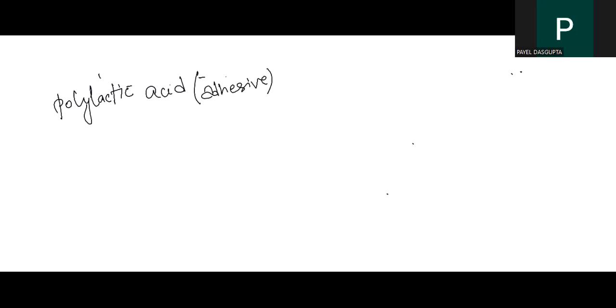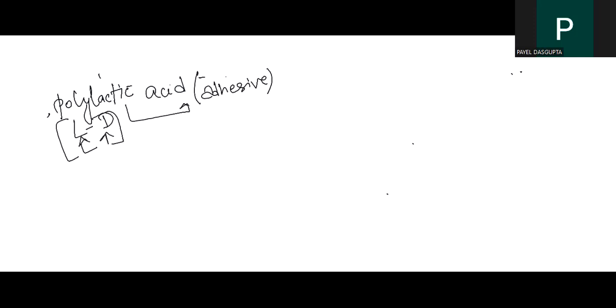Similarly, there are two types, L-lactic acid and D-lactic acid. Like you have L-glucose and D-glucose, similarly we have lactic acid in two forms. One is L-lactic acid, another one is D-lactic acid. Okay. So we have L form and D form, two types. Polylactic acid is usually used as an adhesive. This is one point you can take.